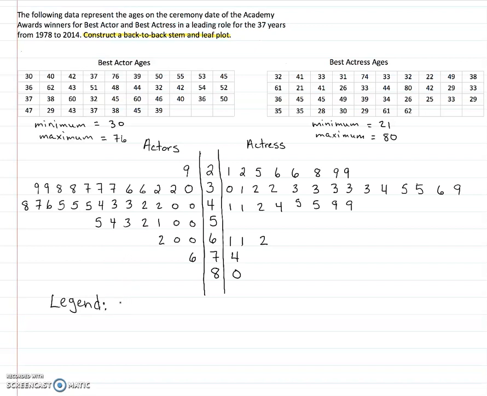So let's just say, for example, 4-line, 3 means 42 for an actor and 43 for an actress.